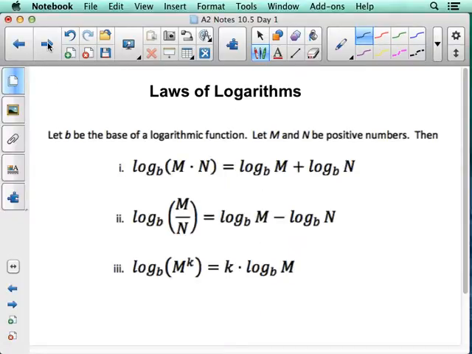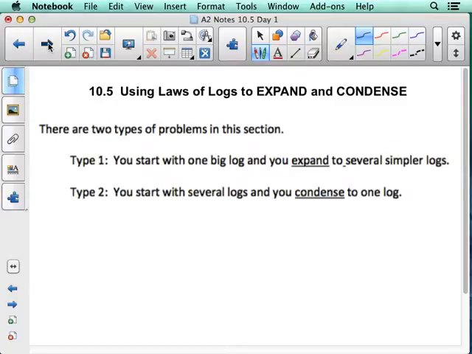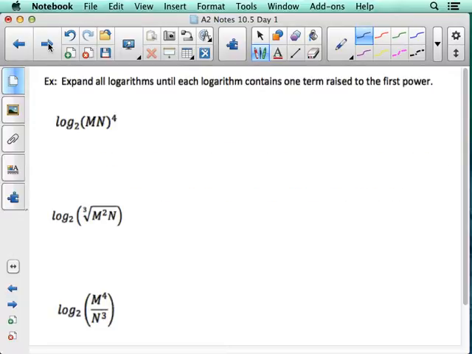Now logs of logarithms. So what we're going to be doing here is expanding and condensing. So if I'm multiplying, I can break it into 2 logs with addition in between. If I'm dividing, I can break it into 2 logs with the same base with subtraction. And if I have an exponent, that exponent is allowed to come out front as a coefficient of that term, k times log base b of m. We're not going to prove why these are true, but if you're curious, you can come ask. So we're going to be condensing and expanding.